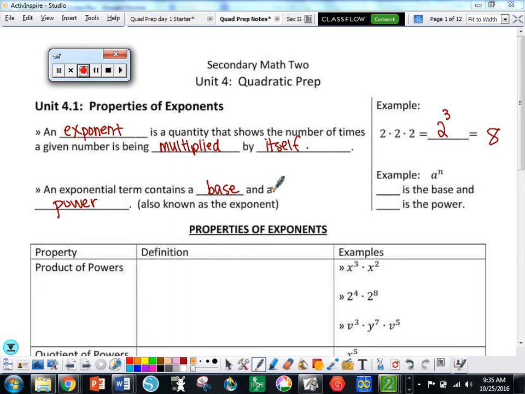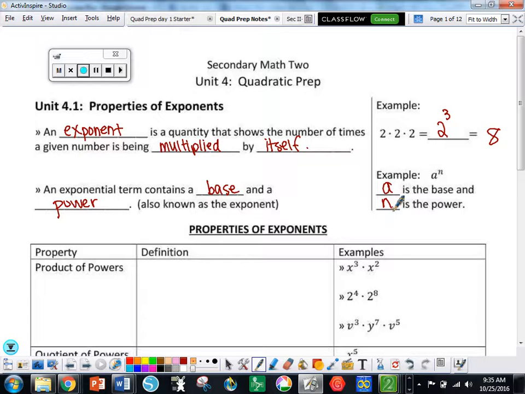Alright, well there's what we've gotten so far, so if you're watching the video, catch up. Okay, so every exponent has a base and it has a power. If I have a to the n, what's the base going to be there? The a, and the power would be n. Okay, so everything on the screen right now you've done already.